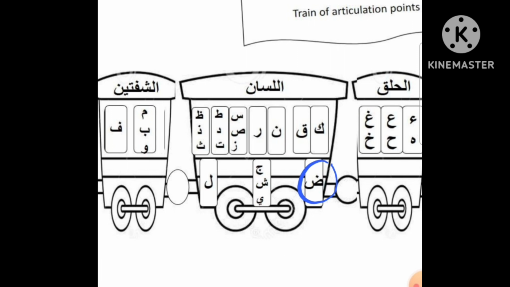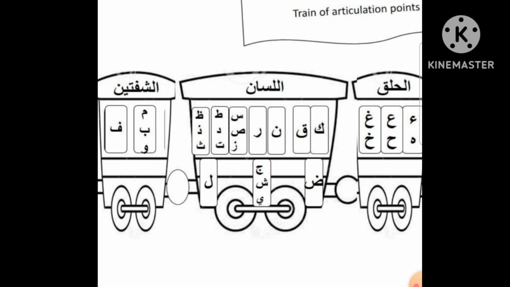So you need a lot of time to understand that letter. Okay. Now let's move on to the next box. That is, it is written Ash-Shafatain. Ash-Shafatain is the Arabic word for lips. Okay, Shafatain means the lips.